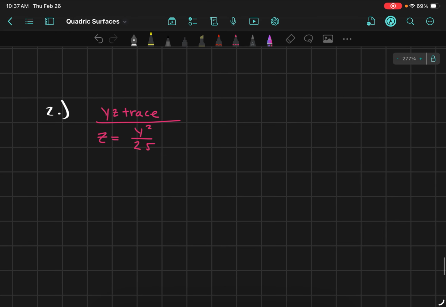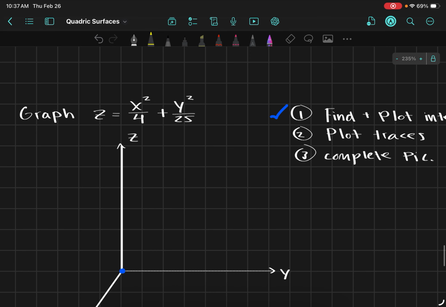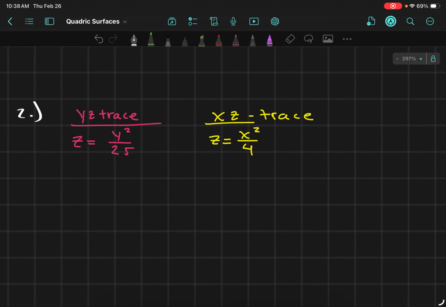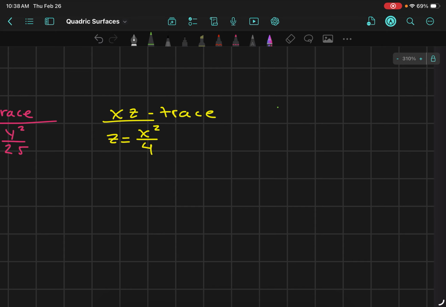Now, we have our xz trace. Our xz trace is essentially going to be the same concept. We have our x variable and our z variable. We are going to set our y equal to 0, meaning we have similarly z is equal to x squared over 4. Well, those are two of our traces here, and for our final trace, we are going to graph the xy trace.